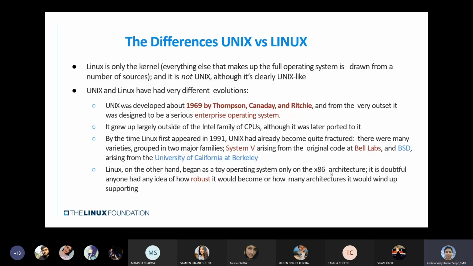However, two major groups are available. One is System V compliance, which was originally developed in Bell Laboratories. On the other hand, BSD compliance was developed at the University of California at Berkeley. So these are the two majors. However, it is not limited to that. In the next slide, I'll show you the different fractures of the Unix operating system. And Unix was developed around 1969 by Ken Thompson and Dennis Ritchie.